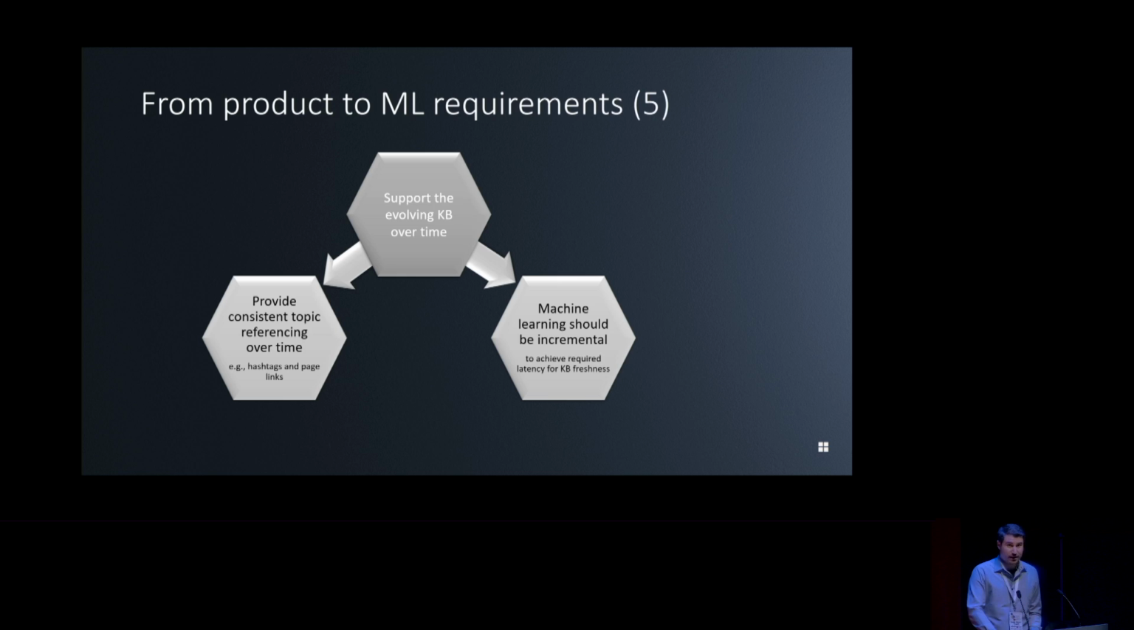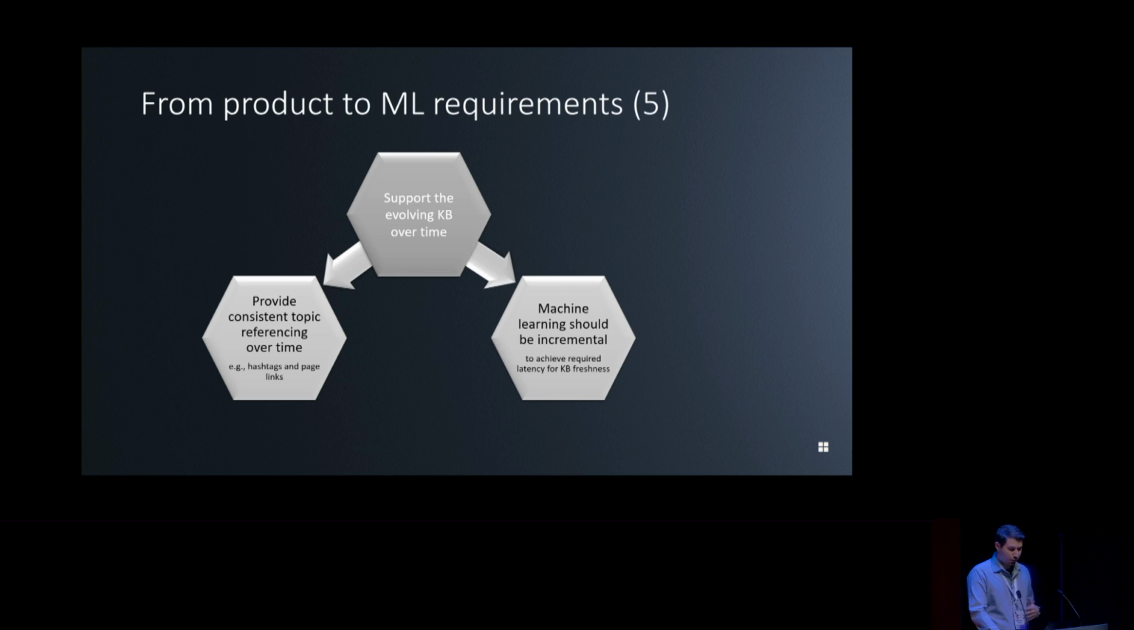Things like hashtags have to continue working, right? If they were previously pointing to a given topic, they have to continue pointing to the same topic. The same is true with links to topic pages. So you have to be able to provide stable identifiers to entities over time. And finally, the KB has to be fairly fresh. It has to be up to date.